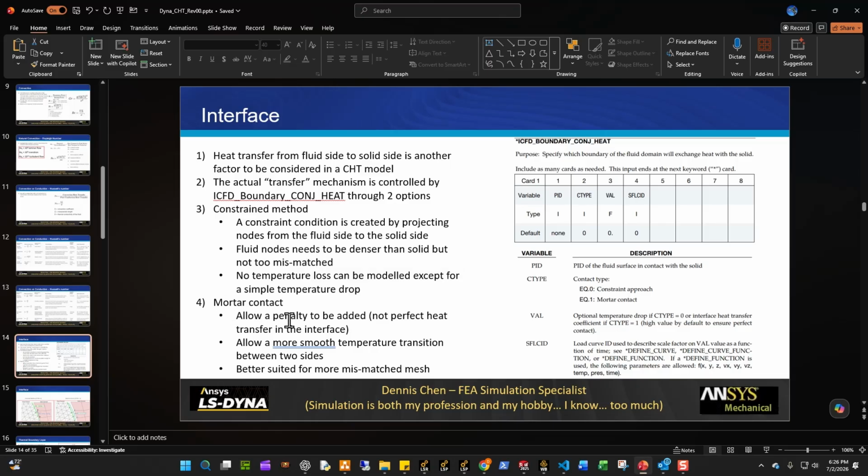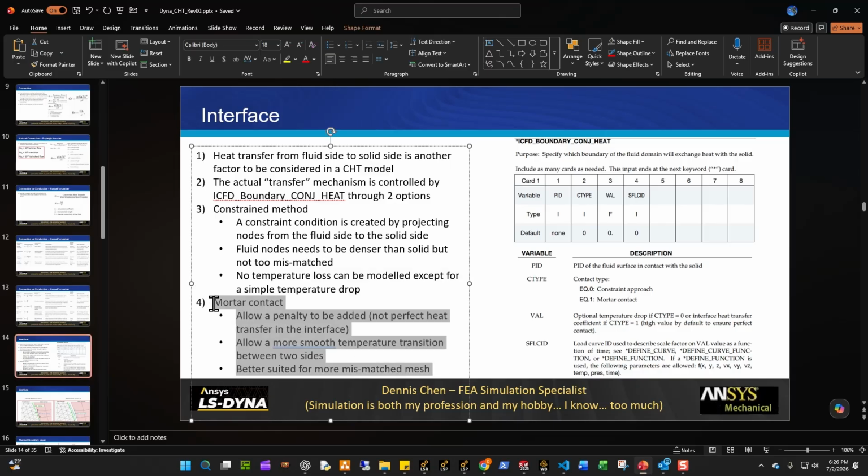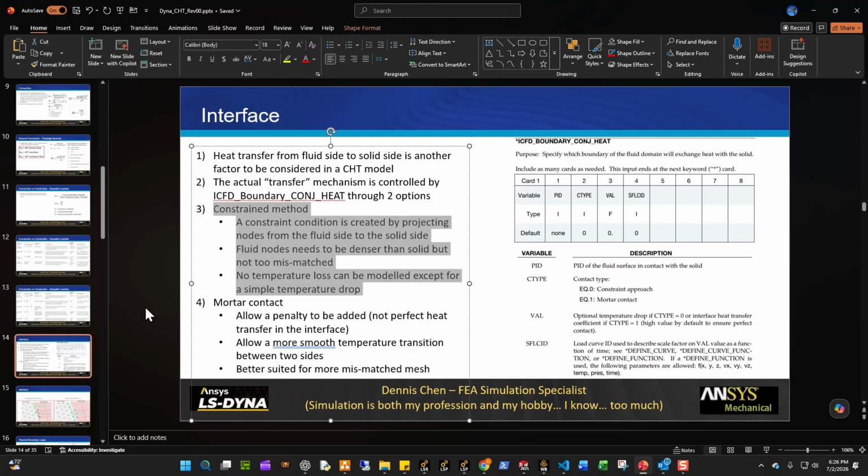You can also use a mortar contact, which is essentially like a thermal contact that you can do with a structural thermal problem. In a structural thermal problem, you use contact to define the interface, right? In a fluid thermal problem, you can also use contact to define an interface. But I think the constraint method is probably going to be the more standard one.